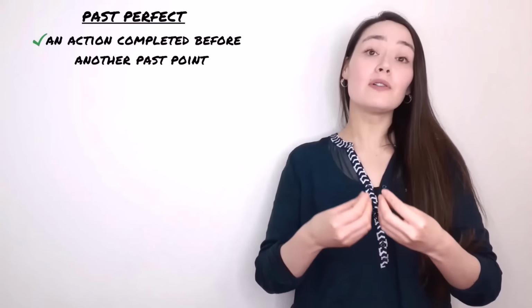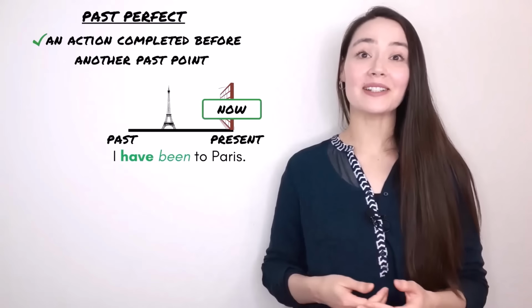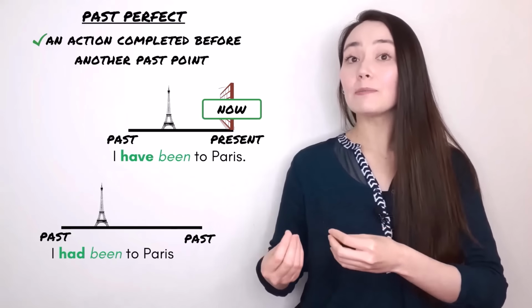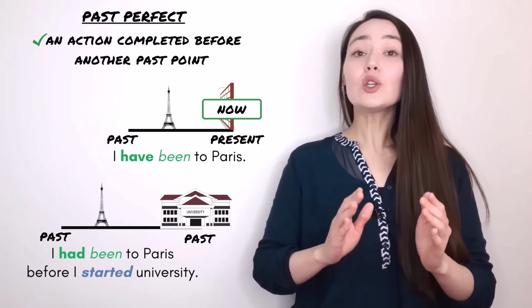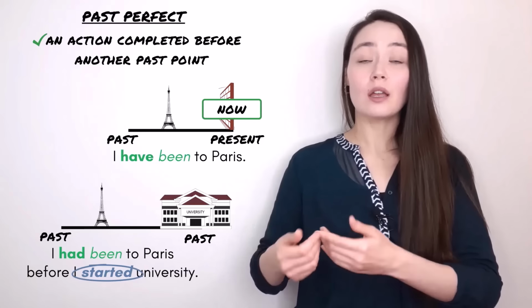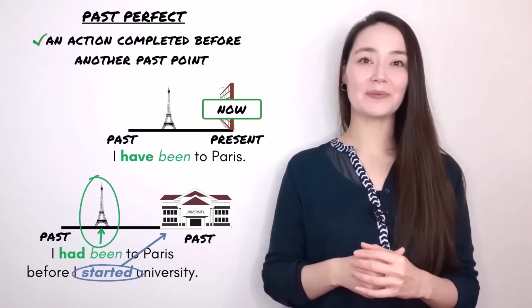Past perfect. I'm going to use the same examples I used in the present perfect so you can really see again how similar they are. Past perfect: an action completed before another past point. Present perfect: I have been to Paris. When? Before now. Past perfect: I had been to Paris. When? Before I started university. You can see I added the past simple here to make another past point.